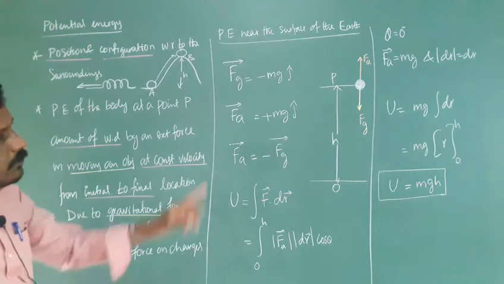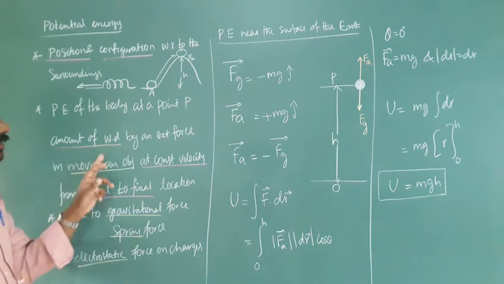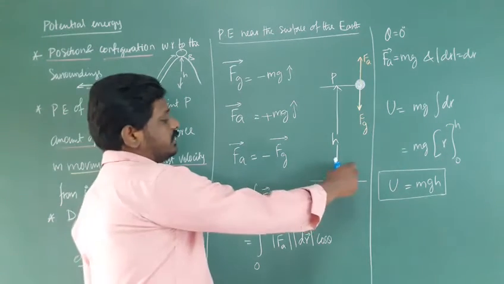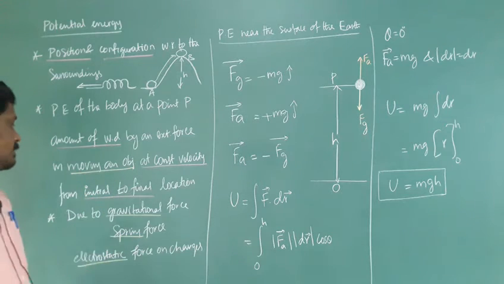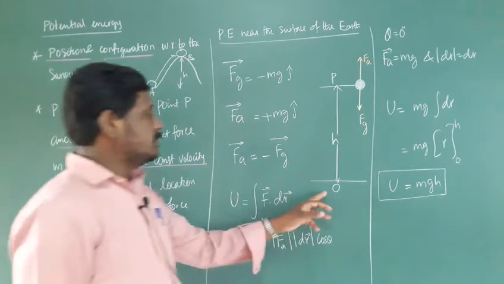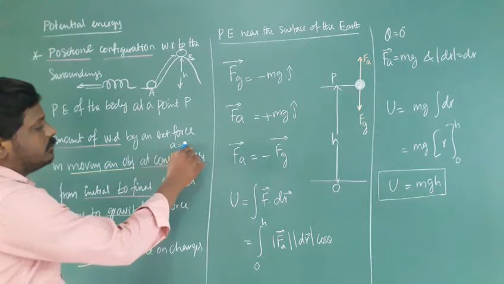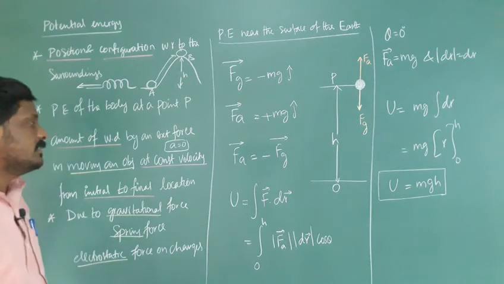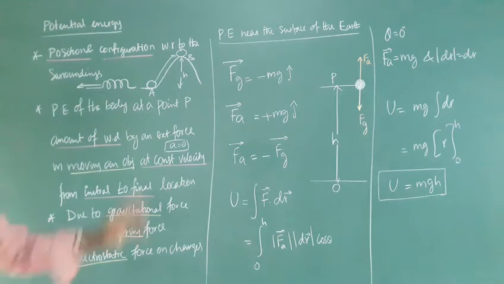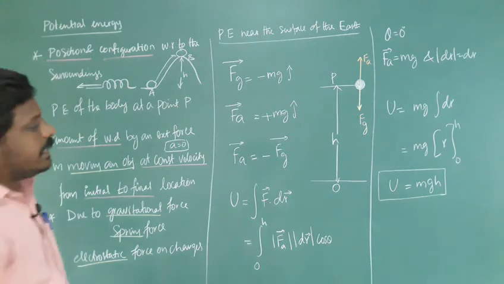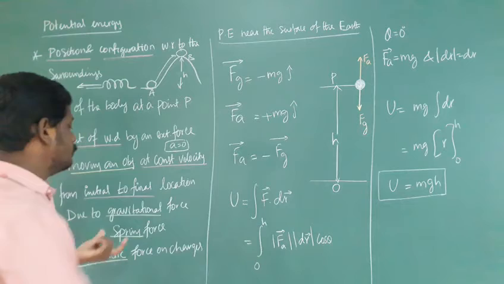So potential energy of a body at a point P, just see this picture. Potential energy of a body at point P is defined as the amount of work done by an external force in lifting an object from the initial point O to the final point P, moving it at constant velocity. Constant velocity means acceleration is 0, since change in velocity is acceleration.